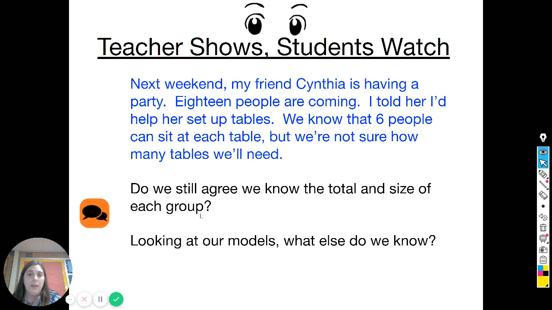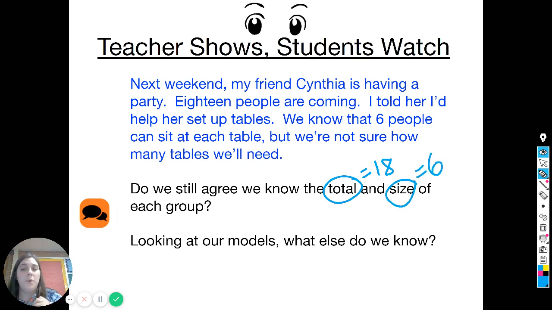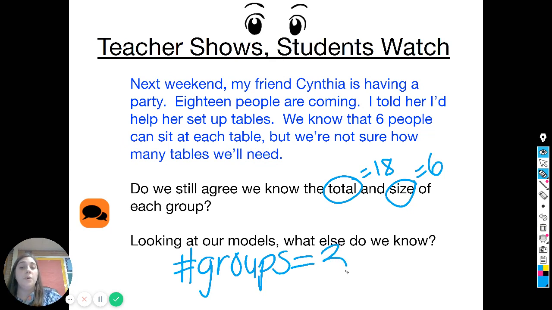Okay. And we can agree that we said our total was 18 people. Our size was 6 people. Looking at our model, what else do we know? Well, we discovered that the number of groups or the number of tables that we needed was 3. So that is what else we know now that we have modeled our problem.